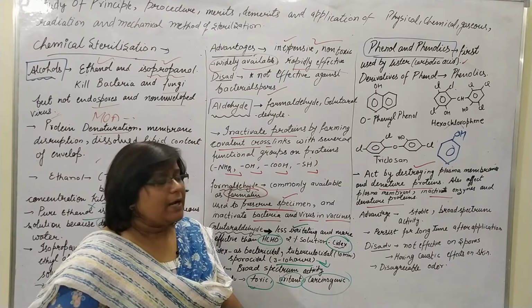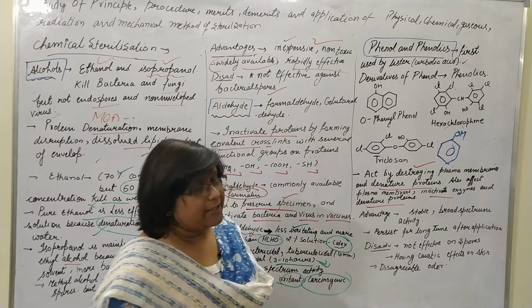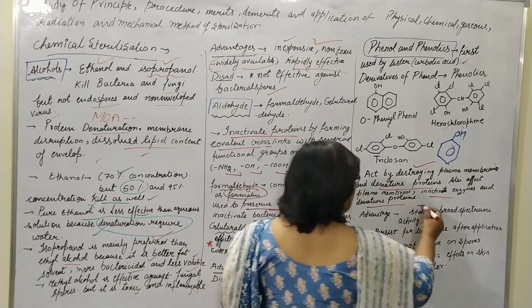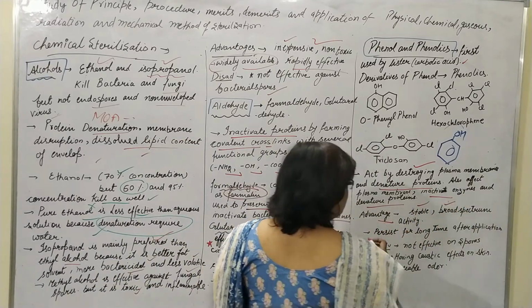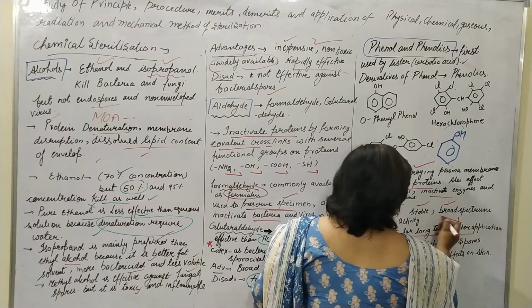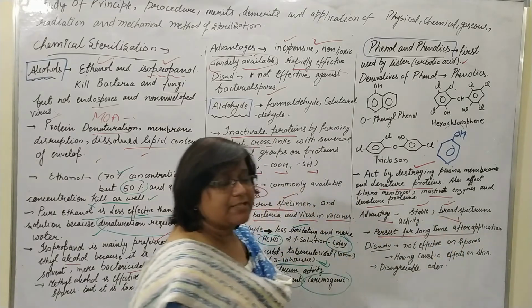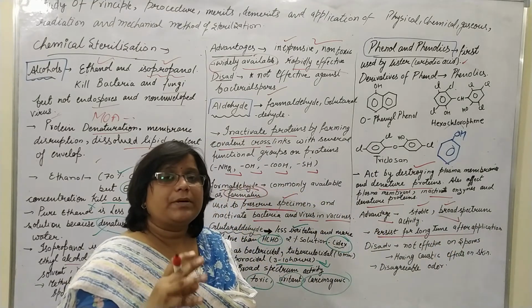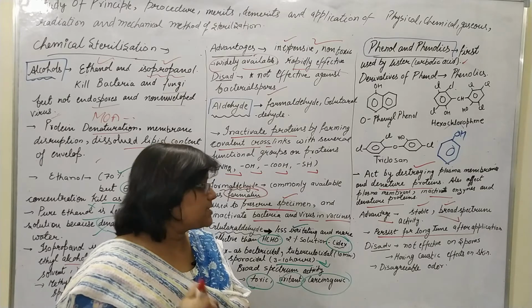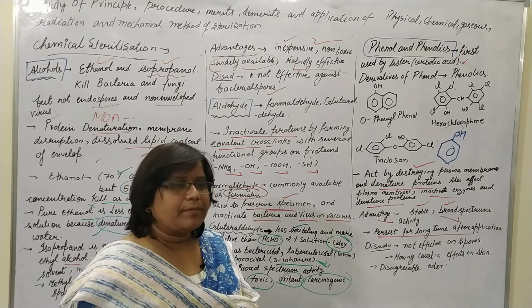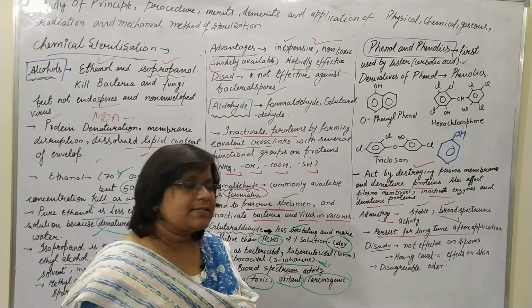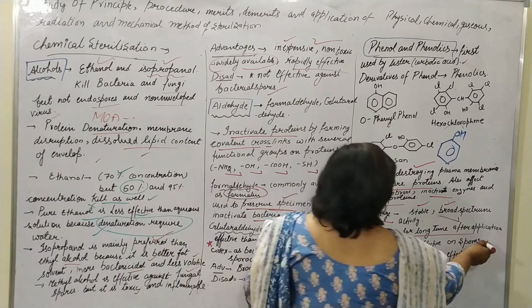The main advantages of phenol and the phenolics are that they are stable and have broad spectrum activity, and the persistence of the sterilizing effectiveness is for a longer time. The disadvantage is that they are not effective on the spore.